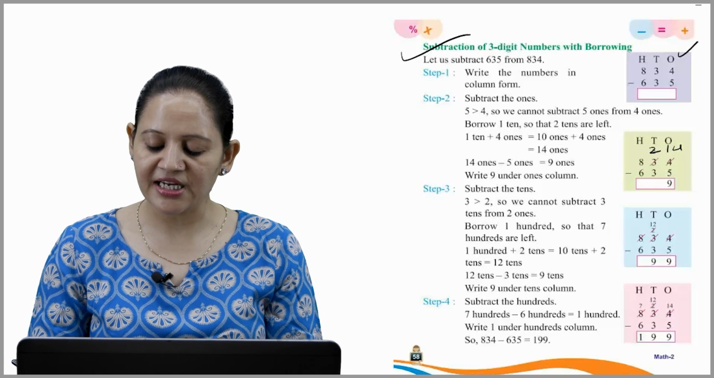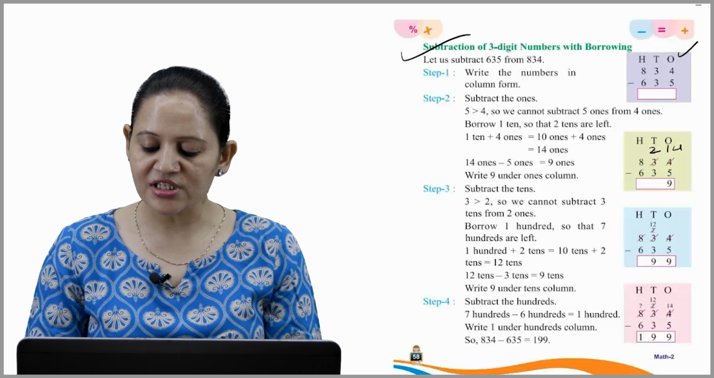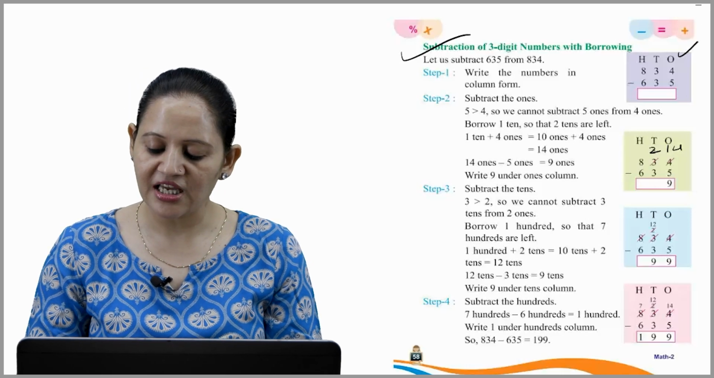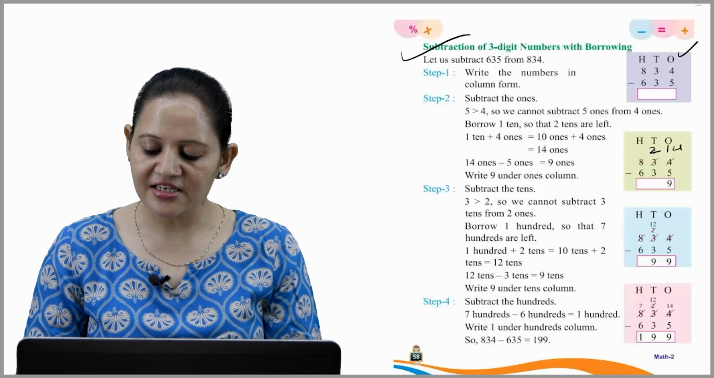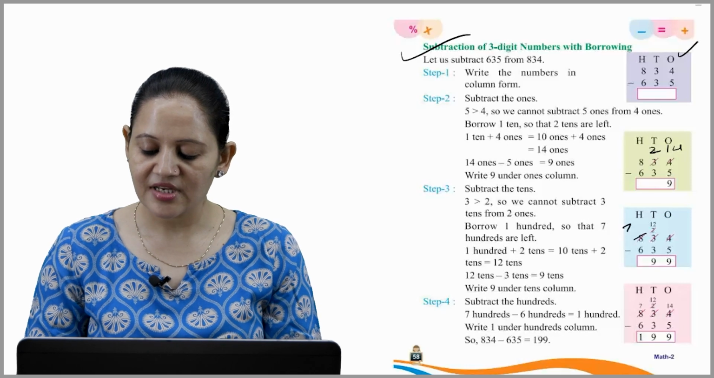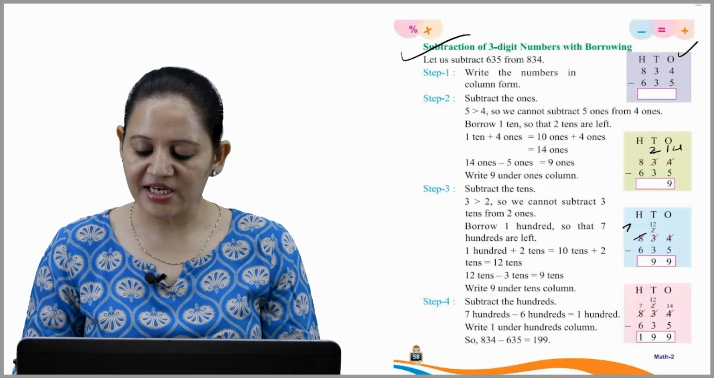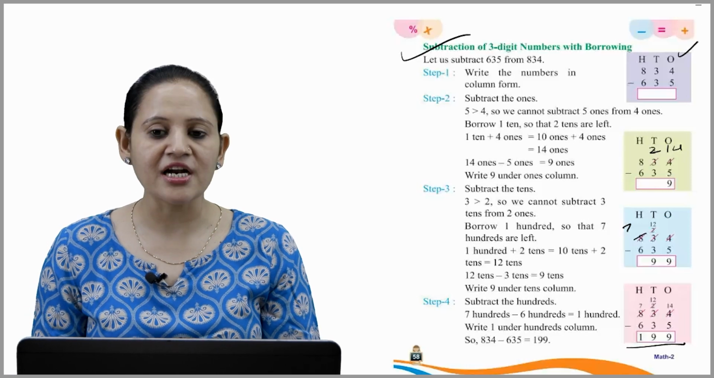Now, we'll subtract at tens place. So, we cannot subtract 3 from 2. So, again we'll borrow 100 की place से borrow करेंगे. It become 12. And ये क्या हो जाएगा 7. 12 minus 3, that is 9. Now, we'll subtract the hundreds. 7 minus 6, that is 1. So, difference is 199.